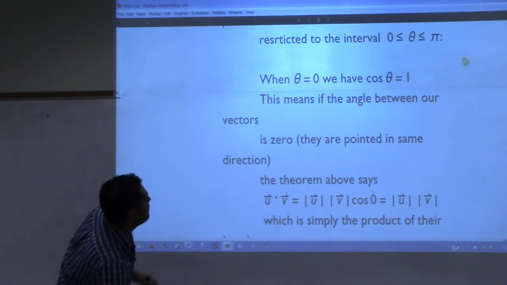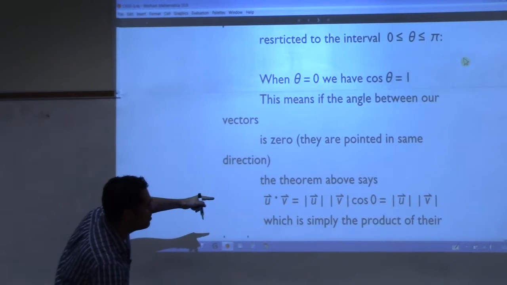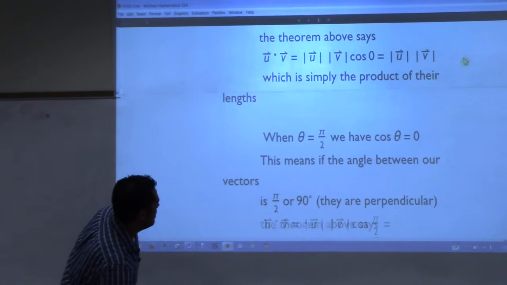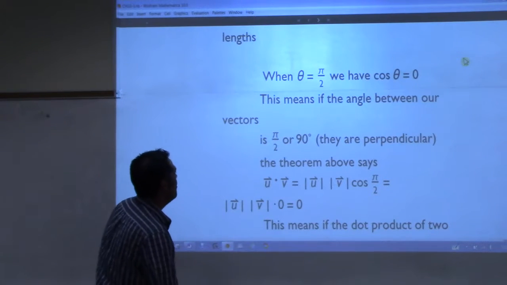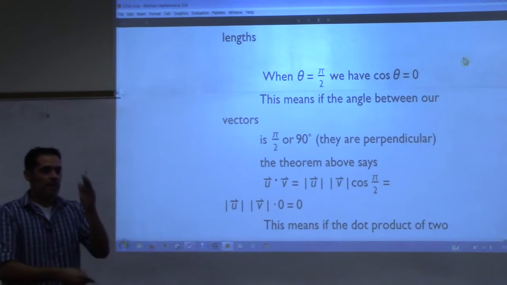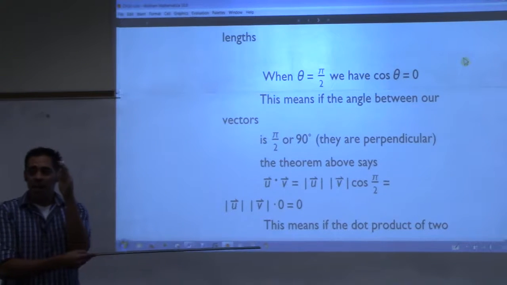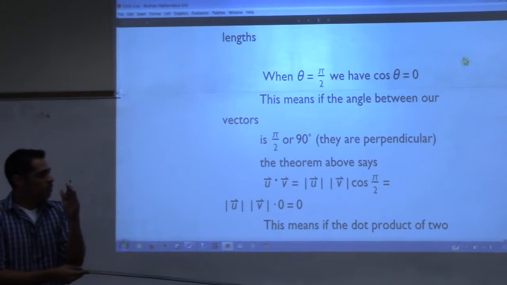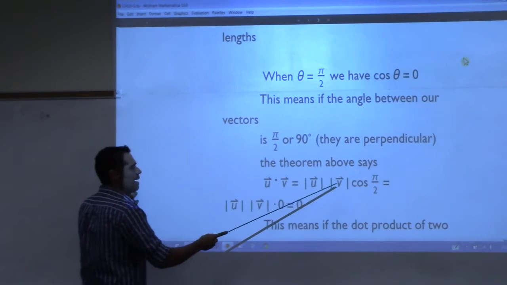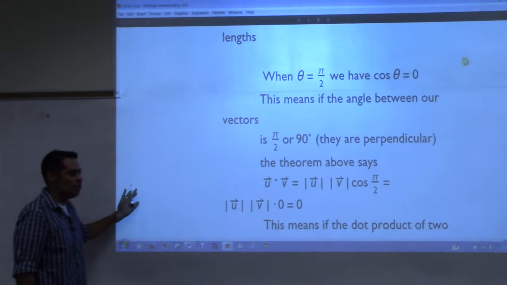All right. So if the angle between them is 0, we have that it's just the lengths of the two vectors multiplied together. Okay, there you go. Good. I'm glad it's in there. Now, what if the angle between them is pi over 2? 90 degrees. Cosine of 90 degrees is 0, which according to that formula would mean that the dot product would be magnitude of u, magnitude of v, cosine of pi over 2, which is 0, which means that the dot product would have to be 0, wouldn't it?